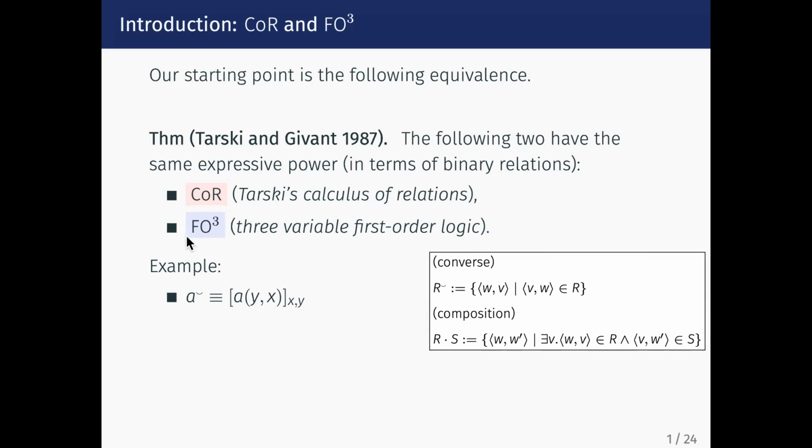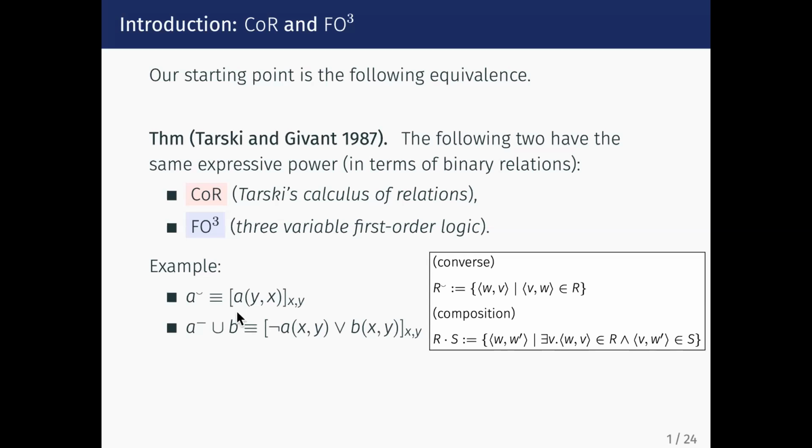So, for example, we can translate CoR terms into FO3 terms as follows. Here we use this bracket notation for making a first-order term from a first-order formula. Here the subscript x is used for the first argument, and the subscript y is used for the second argument. For example, the converse in the calculus of relations can be expressed by this term in first-order logic. Converse is the operation which swaps the pairs of a given binary relation. So converse can be expressed by a first-order logic formula by swapping variables from x, y to y, x.